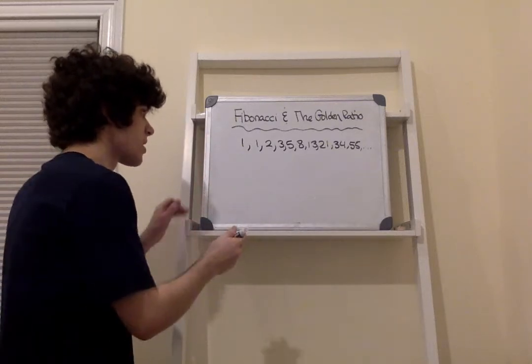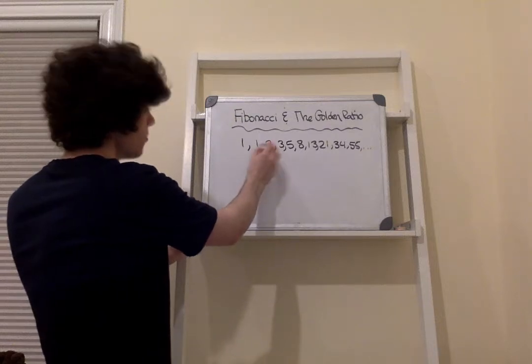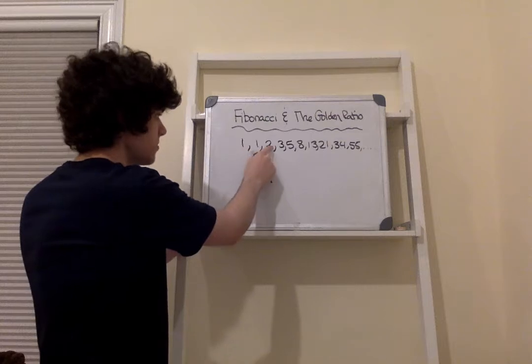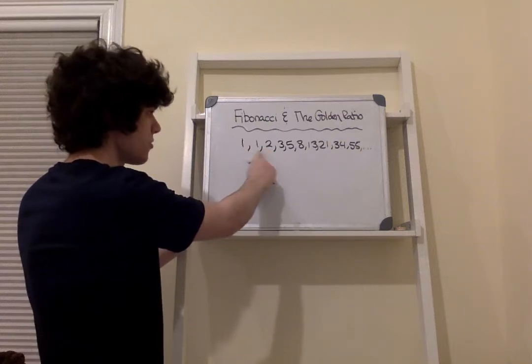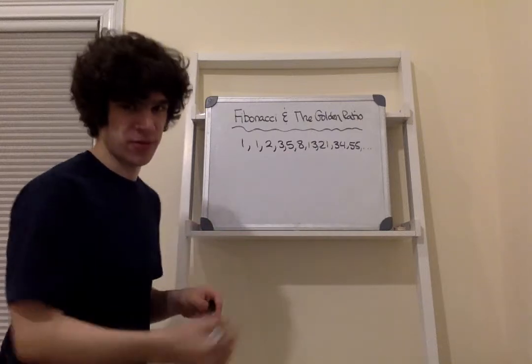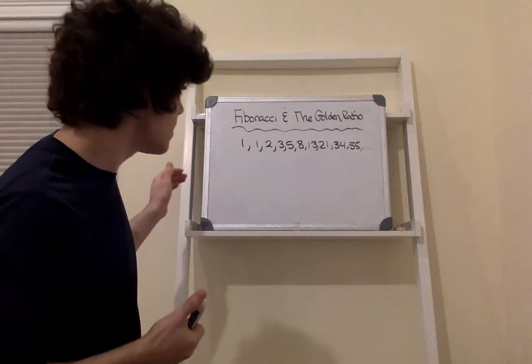So, how is this sequence of numbers created? Well, if you look carefully, each number, for instance 2, is the sum of the two numbers before it, 1 and 1. Likewise, 3 is 1 plus 2, 5 is 2 plus 3, 8 is 3 plus 5, and so on and so forth. So these numbers keep growing and growing at an increasing rate.